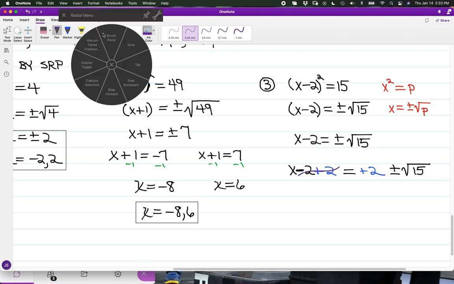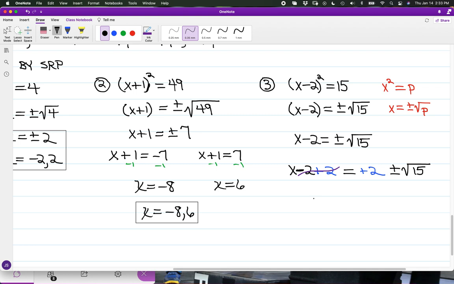So negative and positive 2 are additive inverses. So you're going to have x is equal to 2 plus or minus the square root of 15. And if you itemize the results, you have x equal to 2 plus as well as 2 minus the square root of 15.